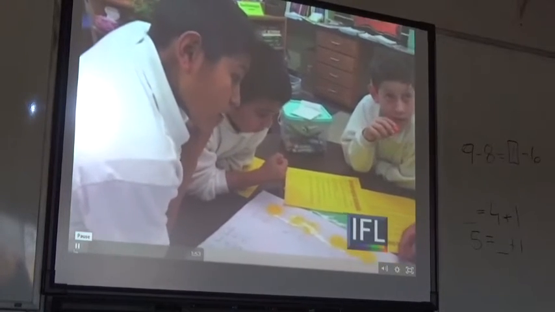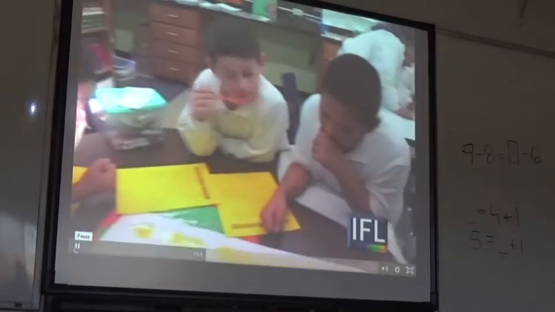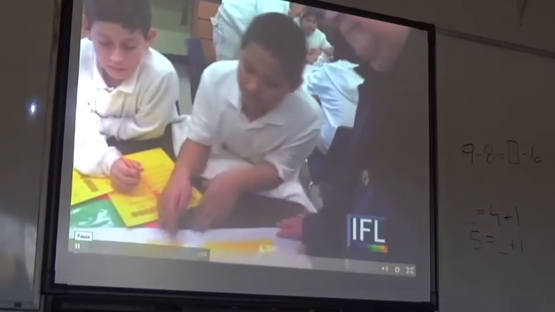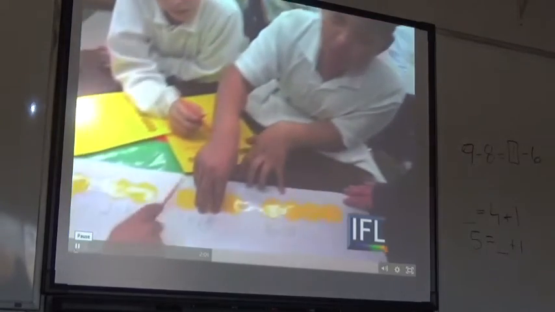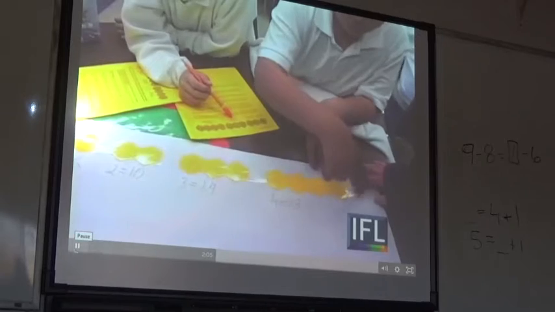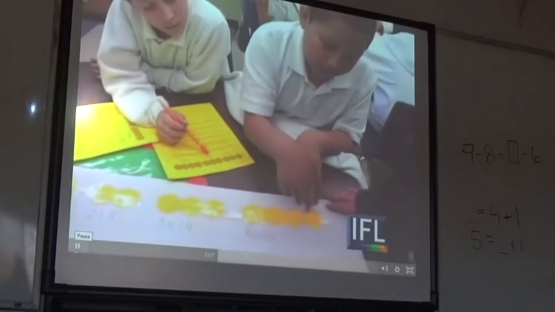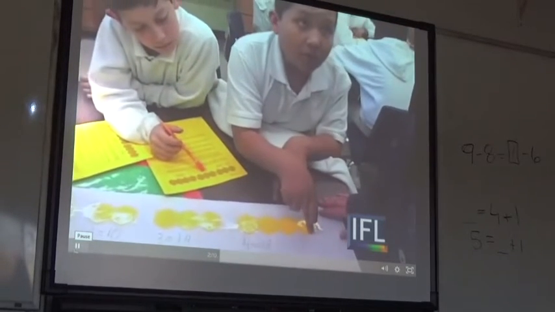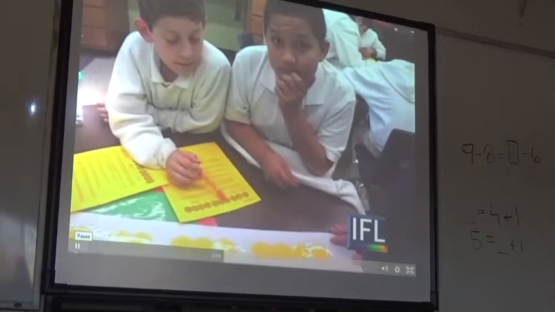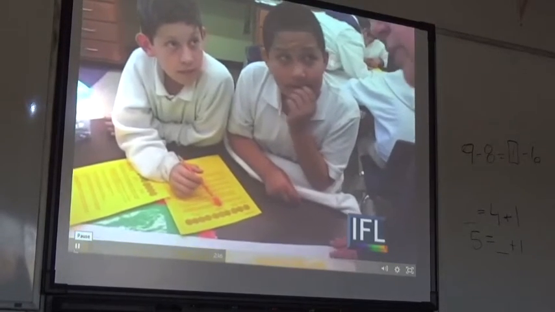What do you mean? In the middle. What do you see? Oh yeah, because right here is 5 and right here is 4. 5, and then because we have to put in another one right here and this one has got to be 1, 2, 3, 4. What do you think? Yeah, he's right. What does he mean? Where's the 4 in the picture?